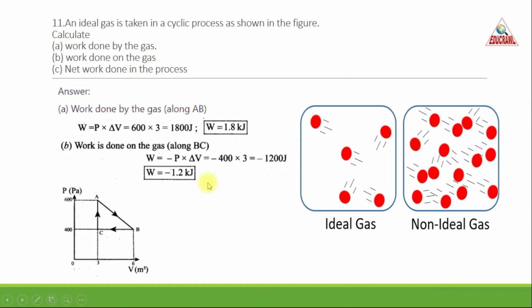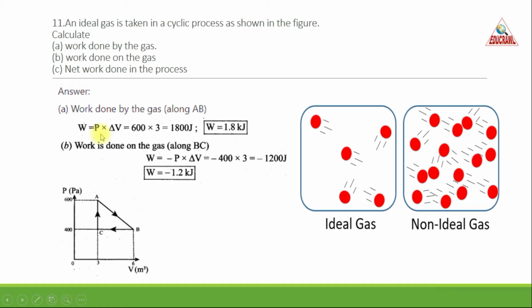Now the 11th problem. An ideal gas is taken in a cyclic process as shown in the figure. You are supposed to calculate the work done by the gas, work done on the gas and net work done in the process. We know that work done by the gas along AB is given by work done is equal to integral PdV. This is the formula.